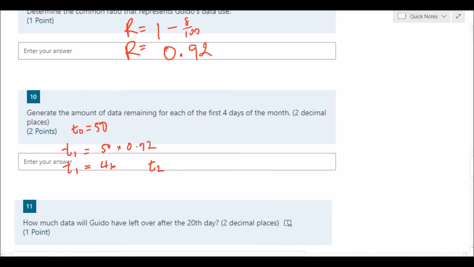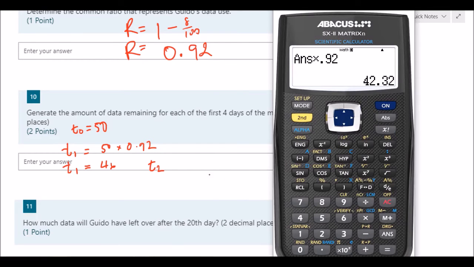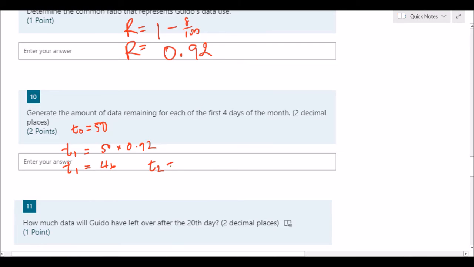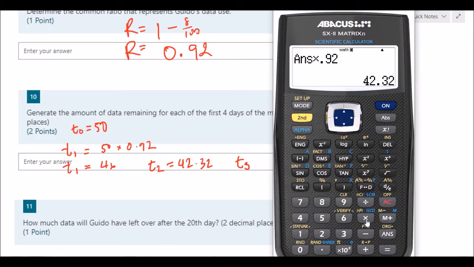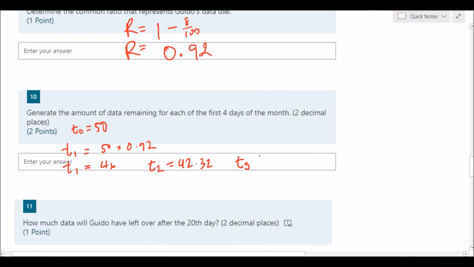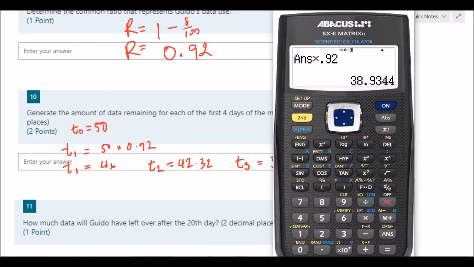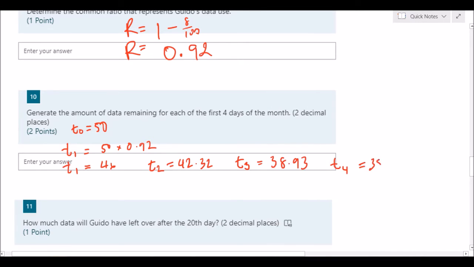Day two, 42.32. Day three, got 38.93. And then day four is 35.82. All right, so all I want you to do, at least for a question like this, is just do these as your answer. Okay, you don't have to show your working out.